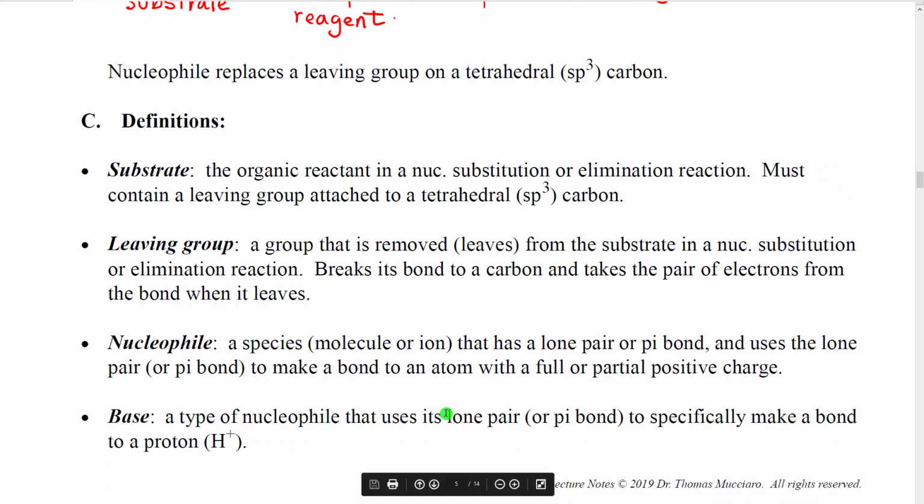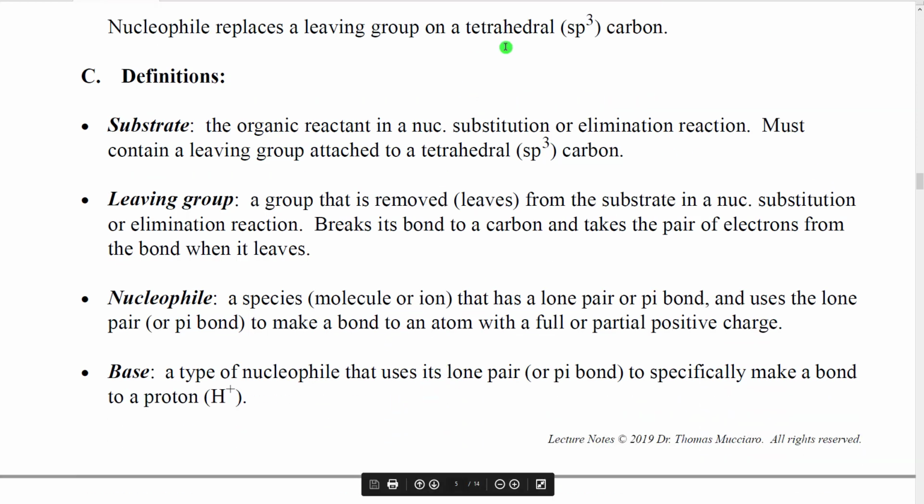If we look at this reaction then, we can see that we've defined several new terms. The substrate is going to be the organic reactant in a nucleophilic substitution, or later on, an elimination reaction, which is one of the competing reactions. The substrate must contain a leaving group, and that leaving group must be attached to an sp3 hybridized carbon, a tetrahedral carbon.